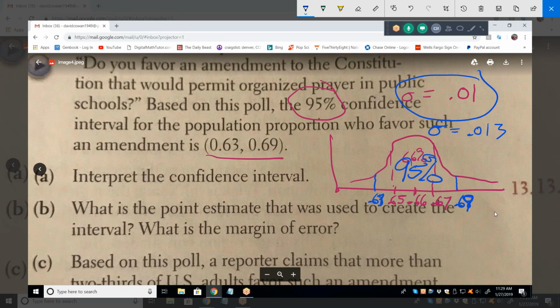What is the point estimate that was used to create the interval? And what is the margin of error? Well, the point estimate, in my opinion, has to be the in-between point, 0.66, plus or minus 0.03. So that's the point estimate, and that's the margin of error.